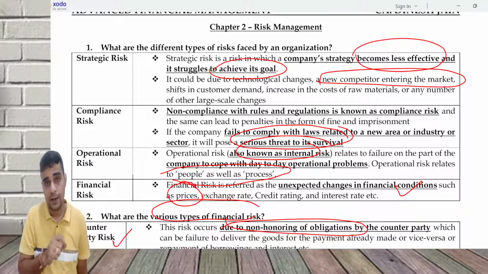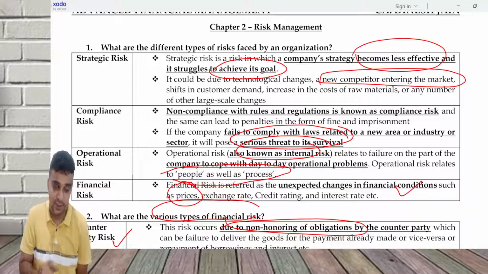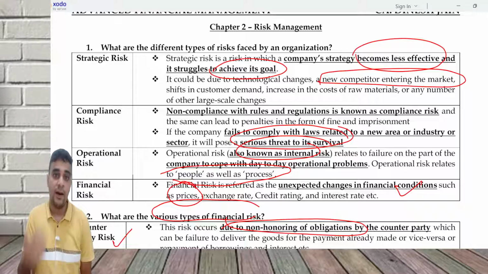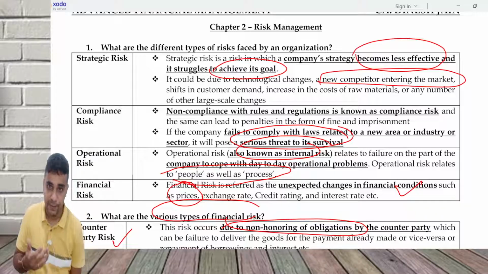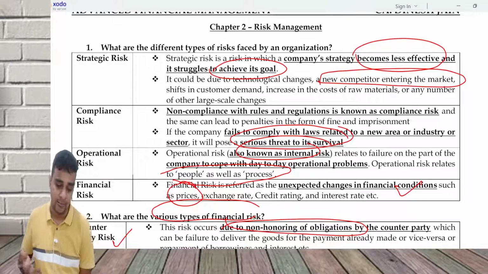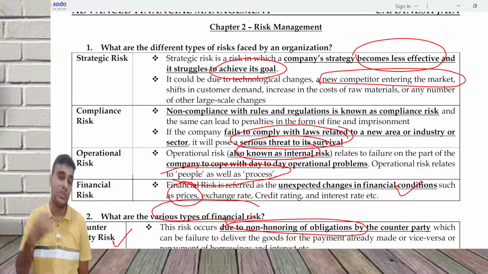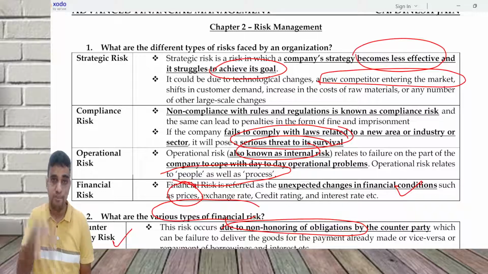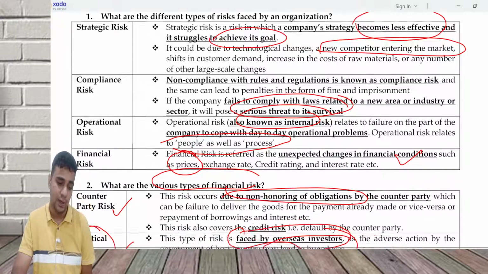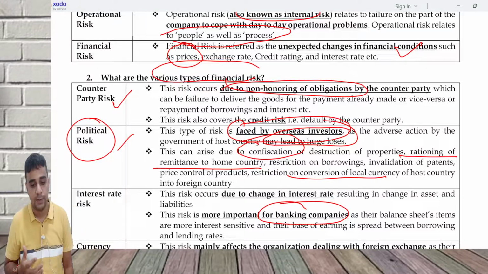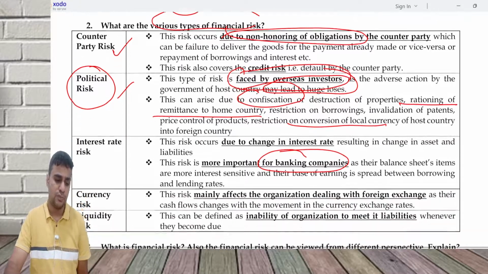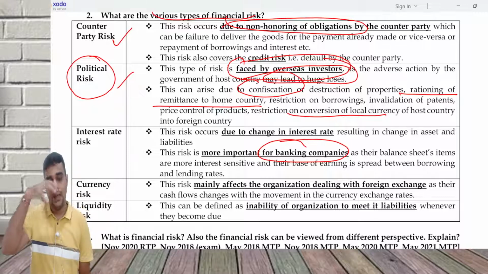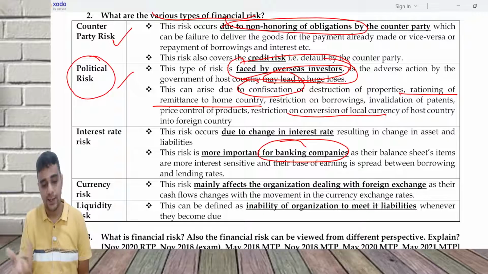The financial risk part can be categorized as counterparty risk, that is the default risk of the counterparty. The second element we saw was currency risk, where changes happening in the exchange rate impact the company. Then interest rate risk, where changes happening in interest rates again start impacting the company. Political risk is being faced mostly by overseas investors. And we also saw liquidity risk, where I do not have the ability to meet my obligation. My liquidity risk is the default risk for the other party.